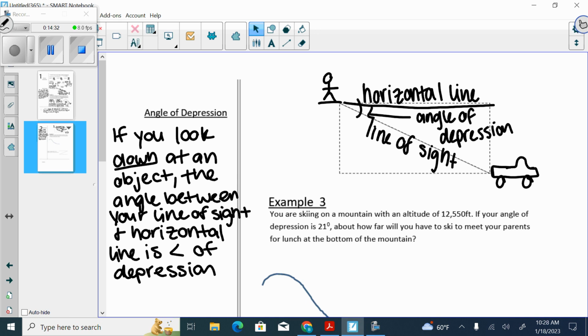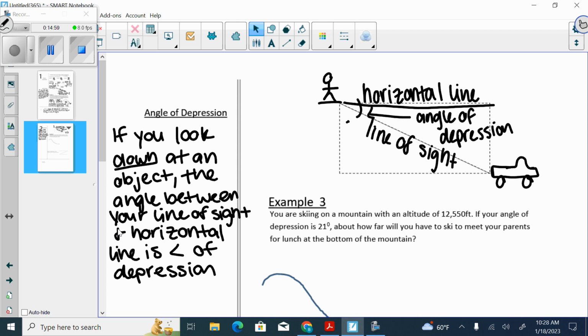All right, so the biggest problem that I see when people are trying to do angles of depression is that they're tempted to write the angle in here. Remember, your angle has to be between a diagonal line of sight and a horizontal line. This is not a horizontal line, this is a vertical line, so it can't go there.